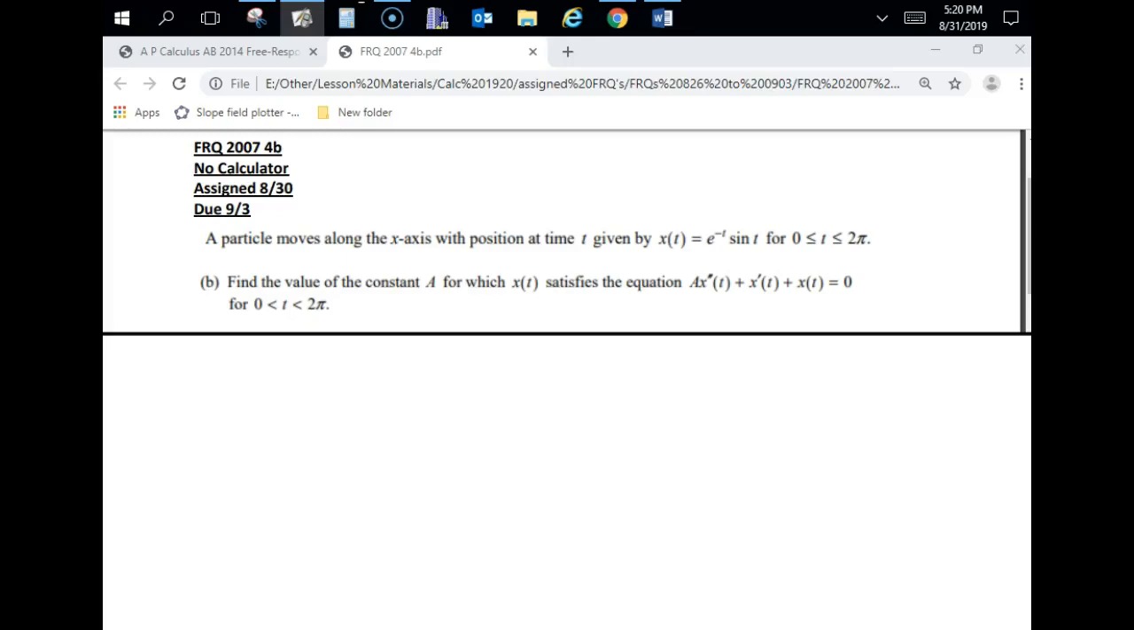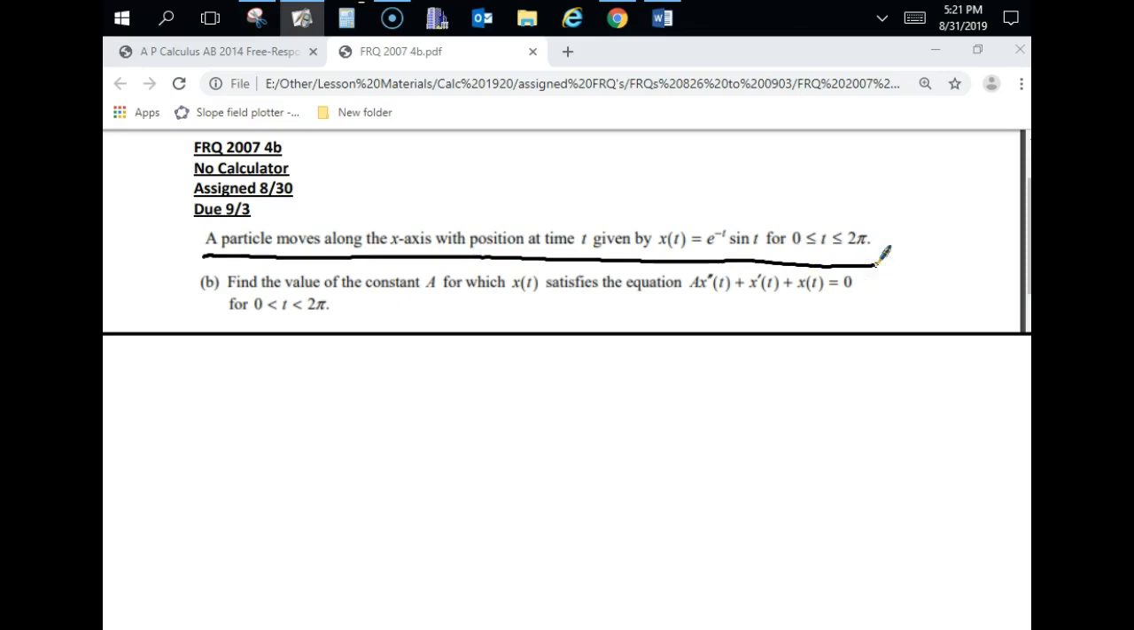Okay guys, here's your helpful hint video for the 2007 4B question. It's no calculator. Let's read it and we'll kind of figure out what's going on. So this whole beginning here is almost completely useless to us for what we're going to ultimately try to accomplish here, but we'll still read it.